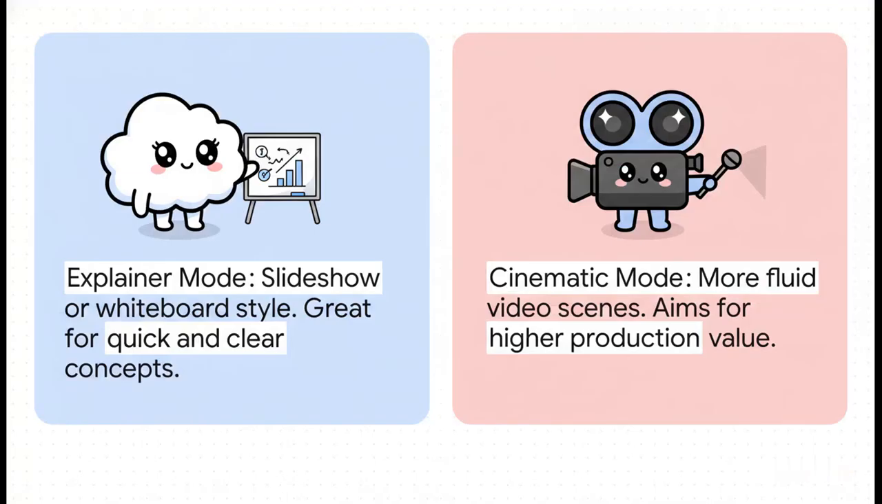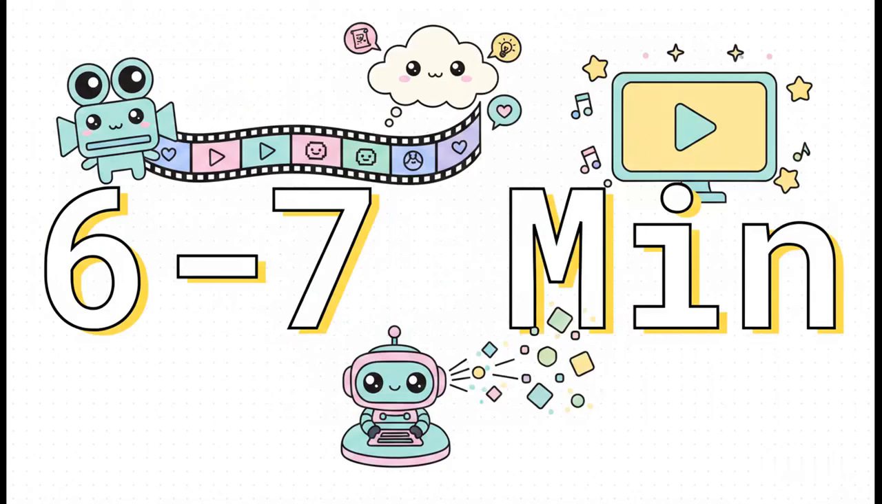There are two main modes. Explainer mode creates that classic slideshow or whiteboard-style video, perfect for really clear concept-driven stuff. But the newer cinematic mode, well, that aims for a much higher production value, creating more fluid video scenes based on whatever custom style prompts you give it. And we're not talking about little 30-second clips here. This tool can generate the visual presentation for a video that's 6 or 7 minutes long directly from your script. For creators trying to put out consistent, long-form content, this is a potential game changer for scaling up your production.